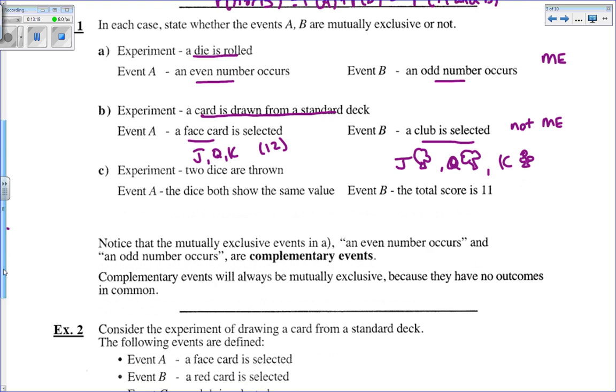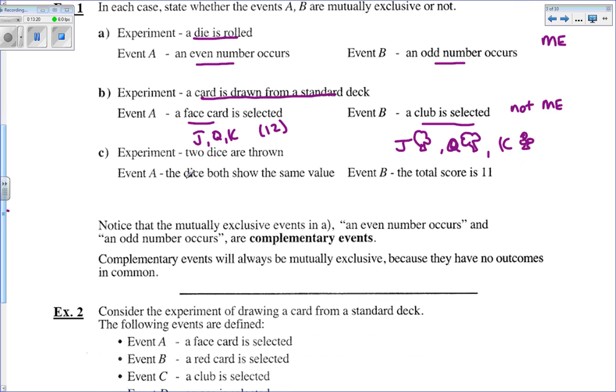2 dice are thrown. The dice both show the same value, so that would be 1 and 1, 2 and 2, 3 and 3, 4 and 4, 5 and 5, 6 and 6. So basically you're rolling doubles. Event B, the total score is 11. So if we add these, can we get 11? If we have 2 of the same number, there's no way we can get 11 because 11 is an odd number. And when you add the same number to itself, you're always going to get an even number. So these are mutually exclusive.